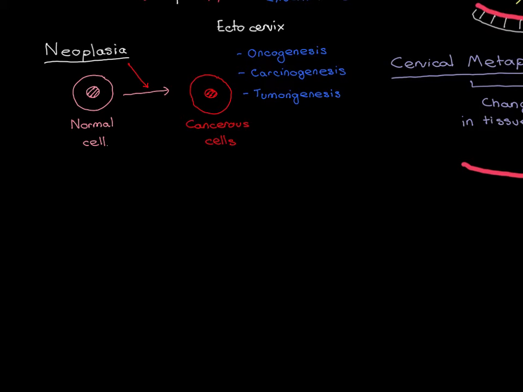So all of these terms, oncogenesis, carcinogenesis, tumorigenesis, neoplasia, they all refer to the same process, the process by which you start off with a normal cell, and this is going to give rise to a whole population of cancerous cells, and then you've got a cancerous tumour. Okay, so we want to study this process, we want to study this transformation process, this neoplastic transformation process.